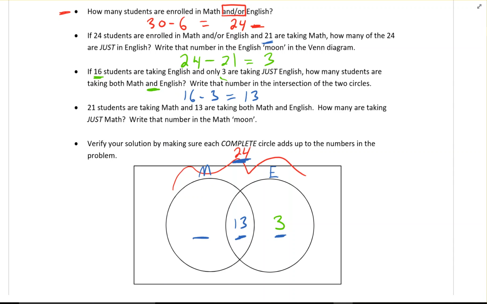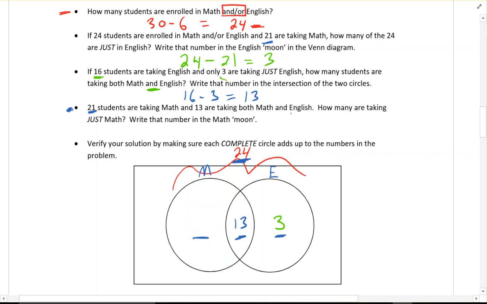So actually, though, there's 2 ways to do this, because you could go 24 minus 16 and you'd be left with what's over here, right? But the way that the question's kind of pointing us, it says there's 21 students taking math, so that's talking about this circle, right? That one there. So 21 taking math in total there.